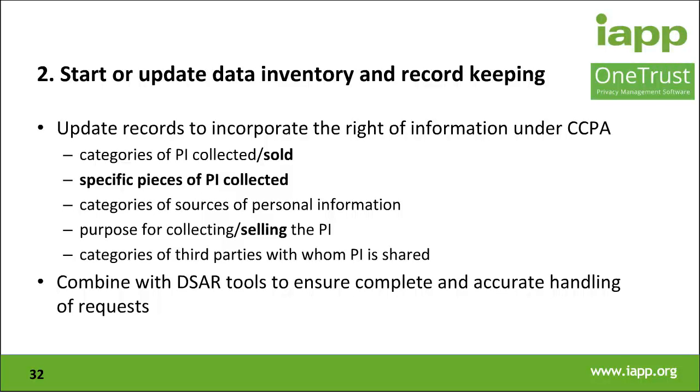So to highlight a few, we should be looking here at understanding the categories of personal information that's collected, but also importantly what is sold, the specific pieces of what's collected, the categories of the sources, the purpose for not only collecting but also selling, and the categories of third parties with whom you have shared. So you can think about this in the context of the example of the right to information request, and I think it becomes clear how this would be useful.